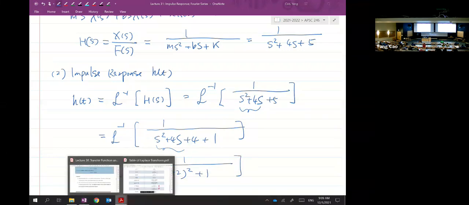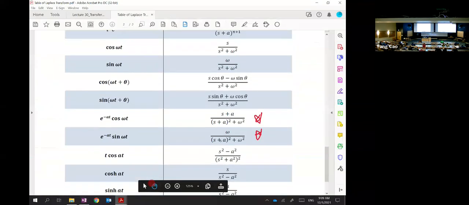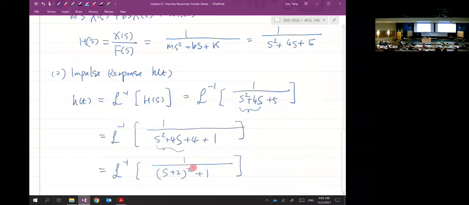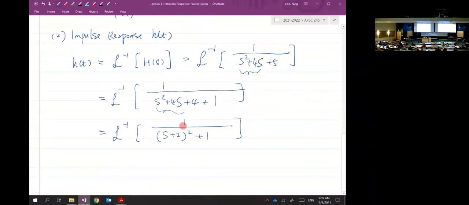And so now you can look at the table here. The table has s plus a squared plus omega squared. So in this case, my omega must be 1. If I use the table to look at the numerator, the closest one is this. The numerator here is also omega, which should also be 1. So if I go back to my case study here, I don't need to do anything at all. This is exactly a match to what's in the table already. So a equal to 2, omega equal to 1. Then the inverse is simply e to the power negative 2t and cosine omega t, which is cosine t.